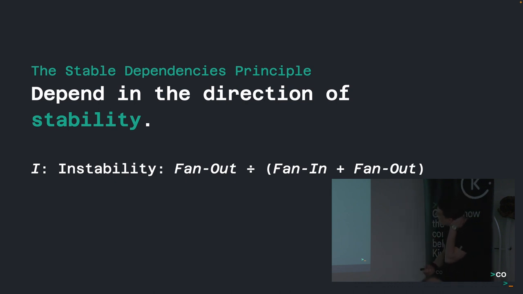What is stability? It's this equation. The fanout is the number of components that you depend on, and the fanin is the number of components that depend on your component. So, for example, if you have a Gradle module that doesn't depend on any dependencies, it's super stable because all the other modules depend on it. The other example is going to be the dirty main, which is 100% unstable, but I'm going to talk about it later.